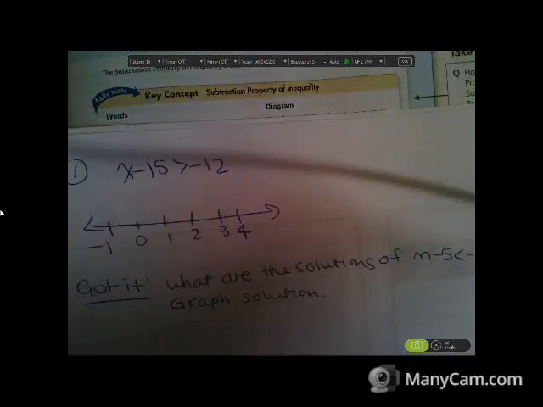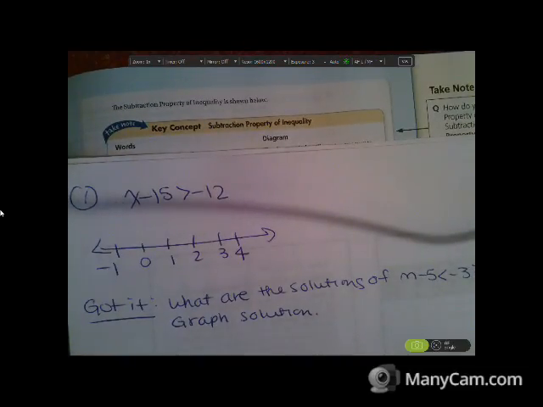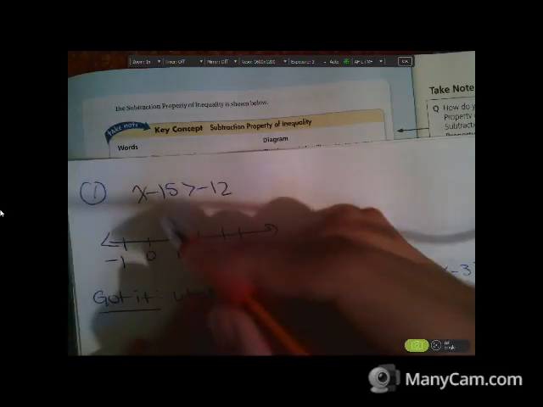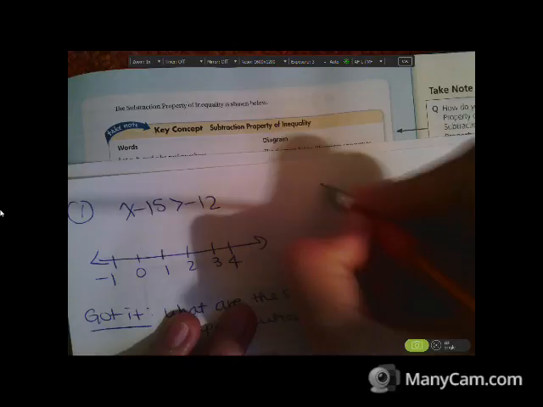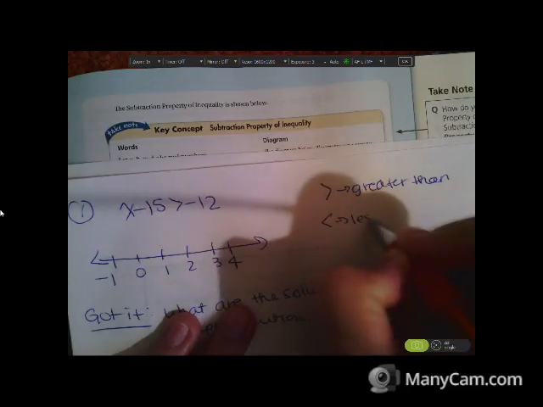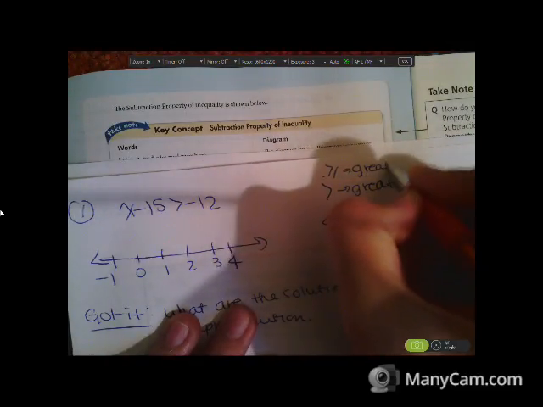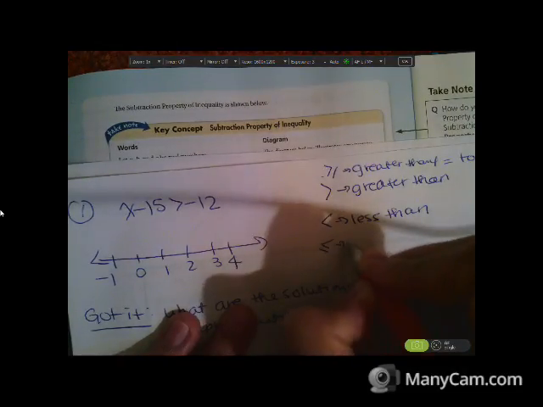Alright, let's look at the first problem. It is asking you, what are the solutions of x minus 5 greater than negative 12? Now, this means greater than, and this sign is less than. Similarly, this is greater than or equal to, and this is less than or equal to.